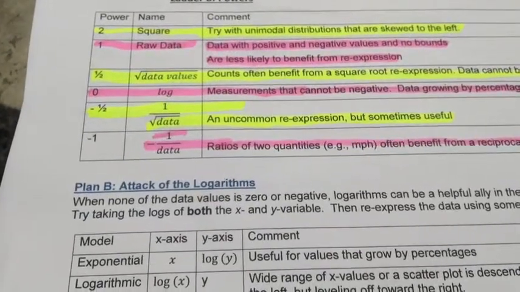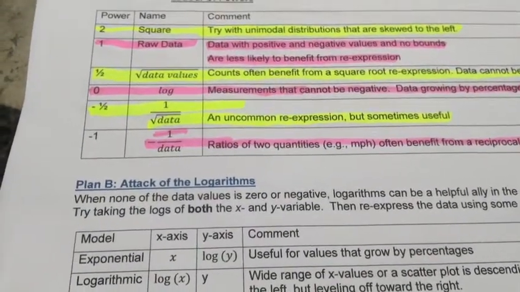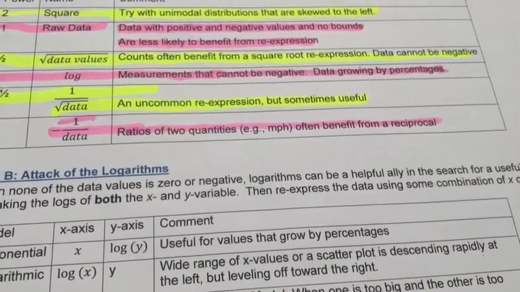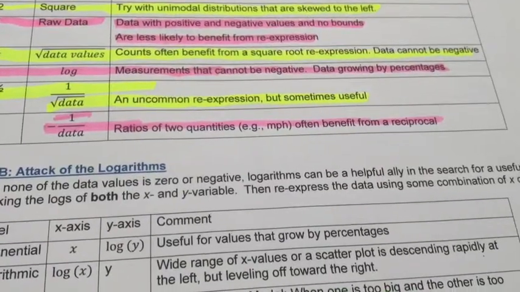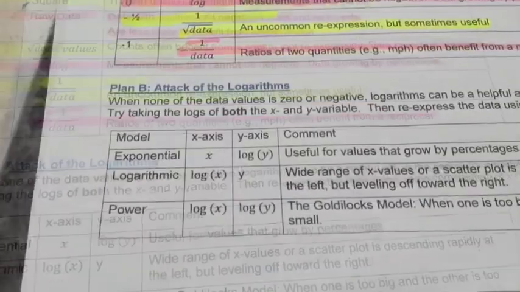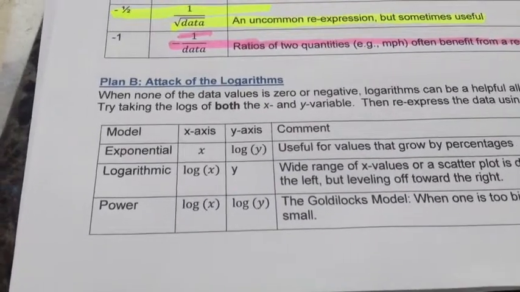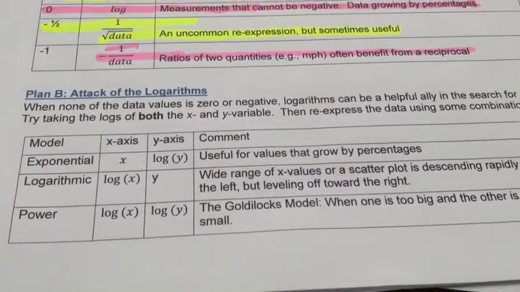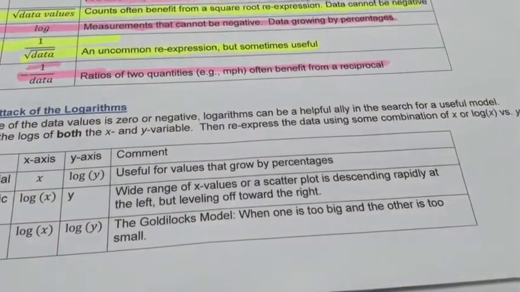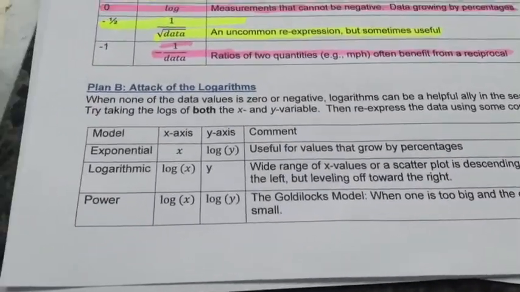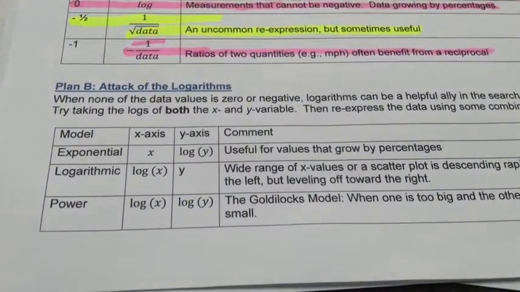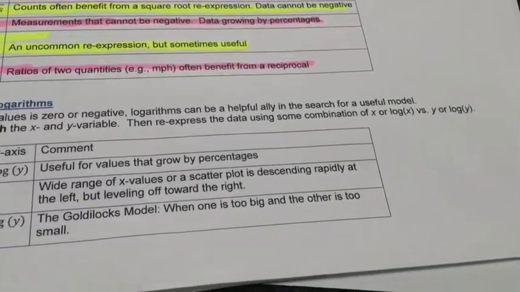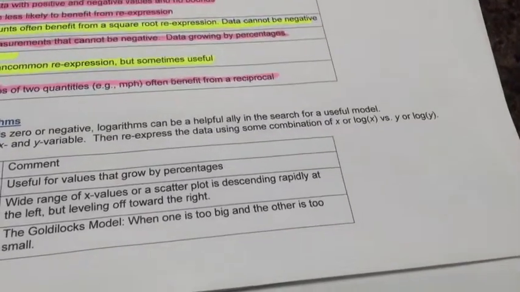Now we have the negative 1 over data power, and ratios of 2 quantities, for example miles per hour, often benefit from a reciprocal. So another way you can go about this is logarithms. When none of the data values is 0 or negative, logarithms can be a helpful ally in the search for a useful model. Try taking the logs of both the x and y variable. Then re-express the data using some combination of x or log x versus y or log y.